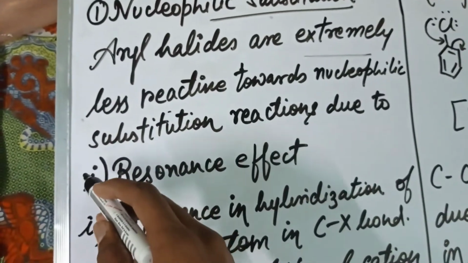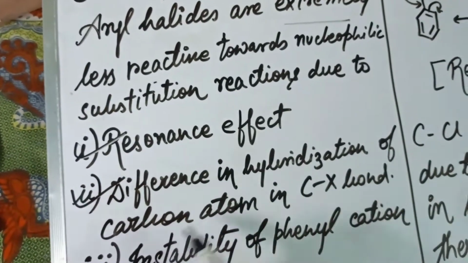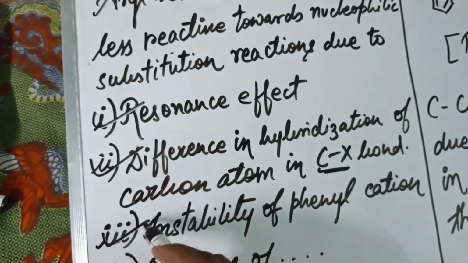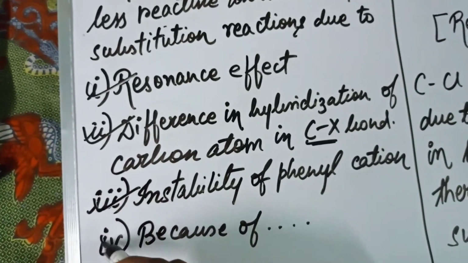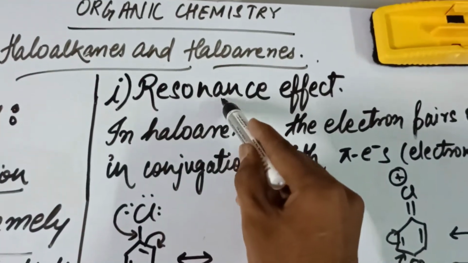The first reason is the resonance effect. The second is the difference in the hybridization of carbon atom in the C-X bond, the third is the instability of the phenyl cation, and the fourth reason is... I'll tell you. So here are the four reasons. Let's discuss the first reason, which is the resonance effect.